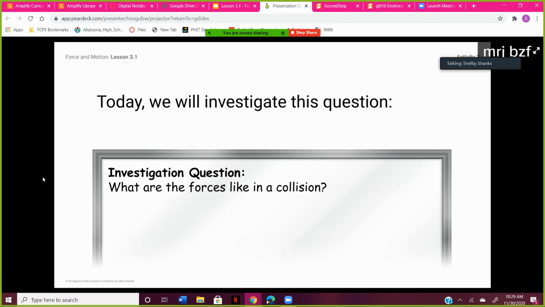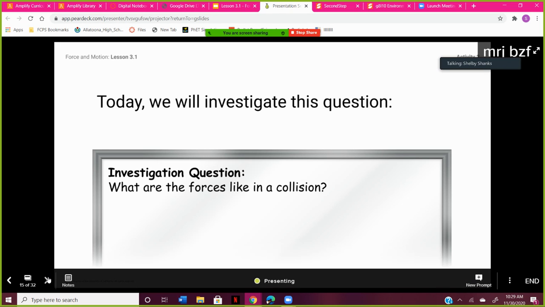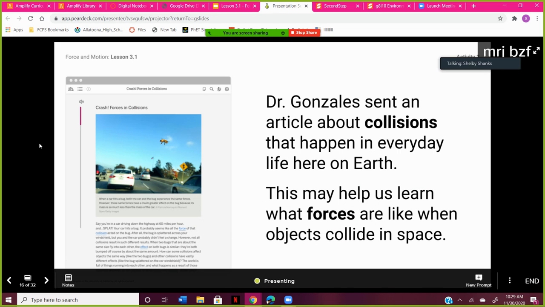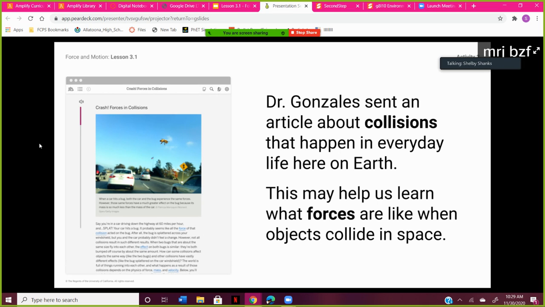Before we get started, we need to look at our investigation question. This is what we're going to investigate today: what are the forces like in a collision? Dr. Gonzalez sent an article about collisions that happen in everyday life here on Earth. This may help us learn what forces are like when objects collide in space.